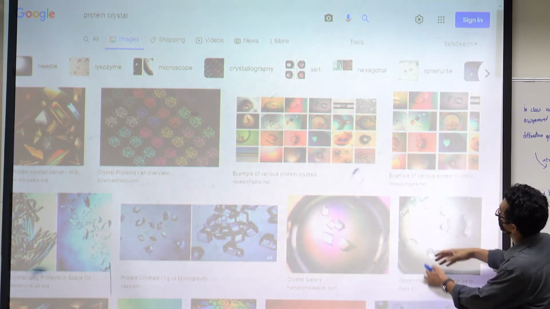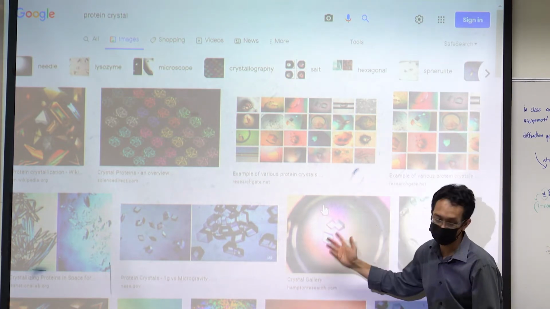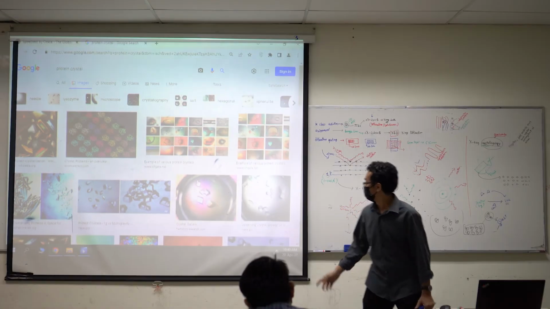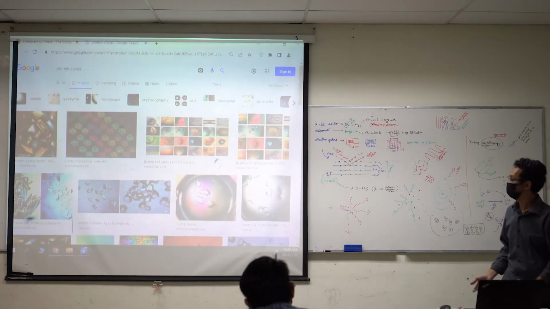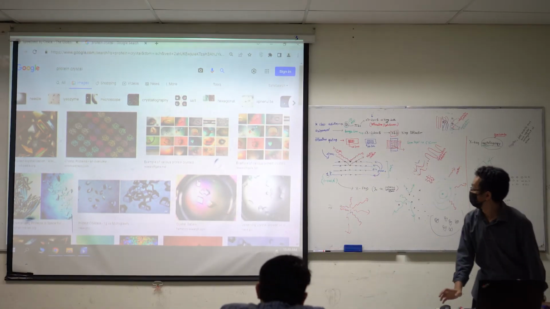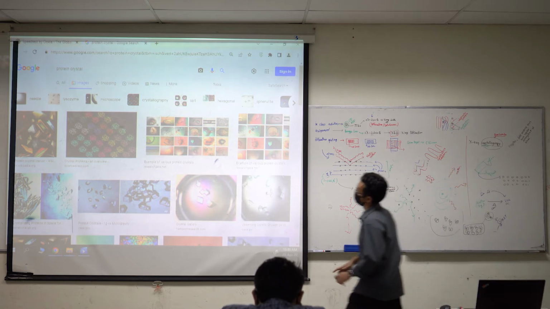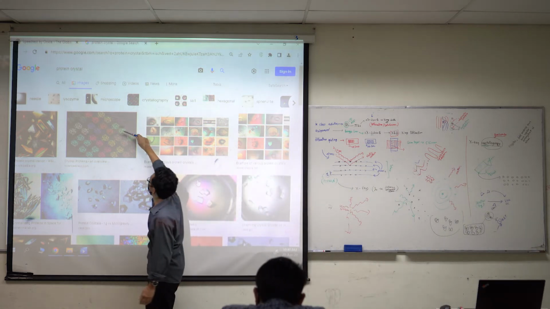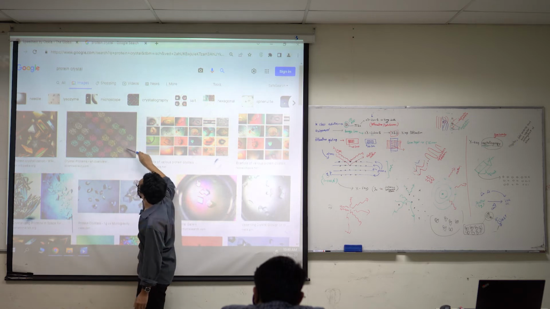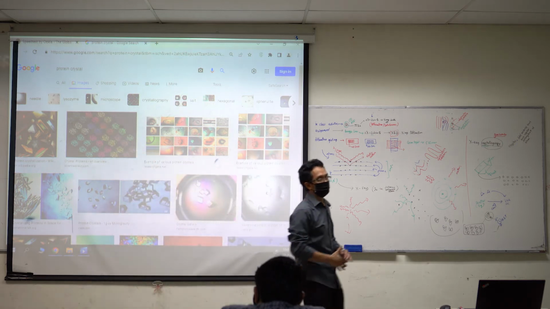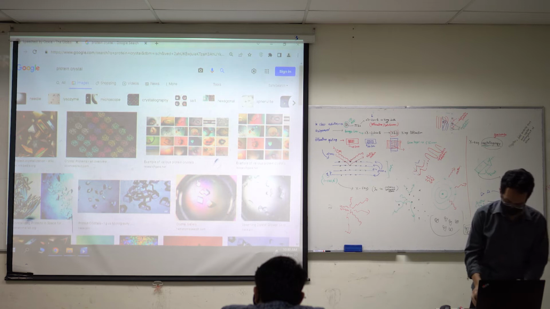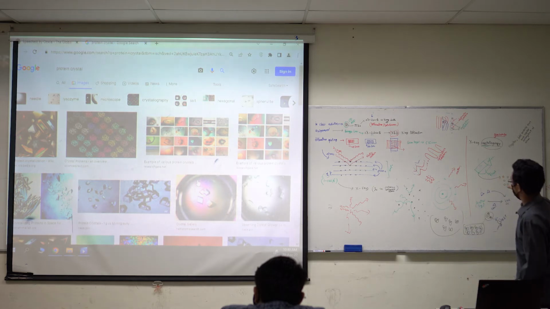From a solution, and then they evaporate. The way they evaporate, that's another study. But that's how they need to make a crystal before they put it in the XRD. You can see here the same protein repeated again and again, and then you can see the lattice and so on. Okay, so now that's about X-ray crystallography.